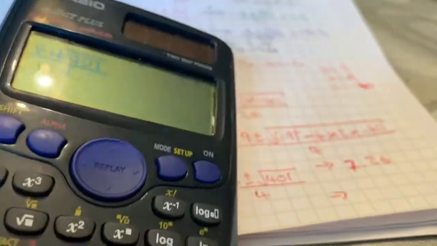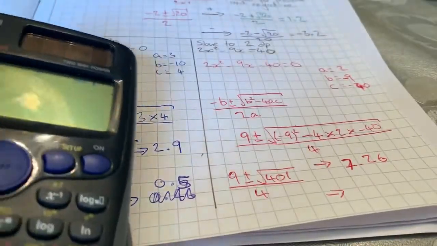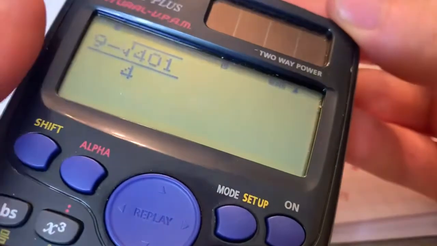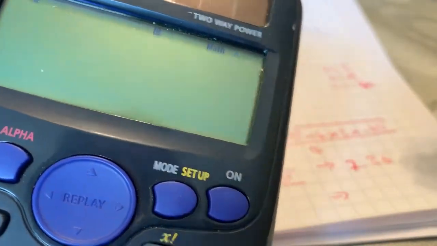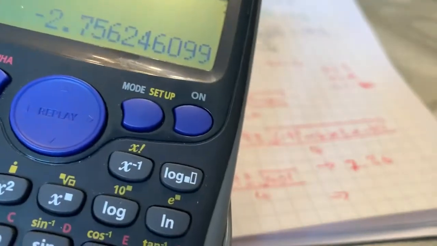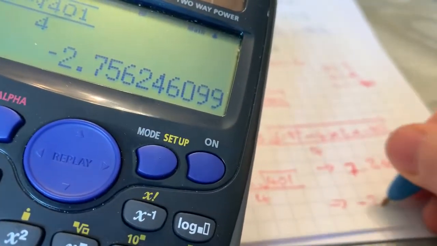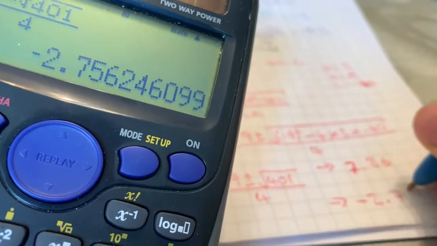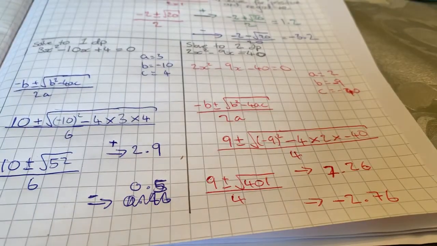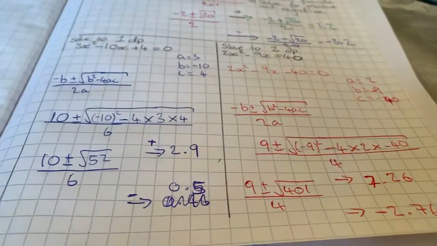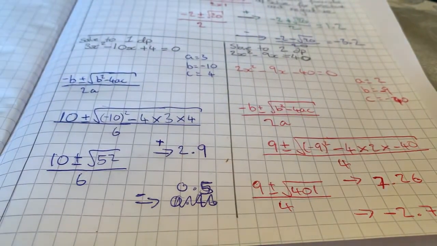And then the minus, let's see if I can say this right the first time. So 9 minus square root 401 over 4. And that becomes minus 2.76 to 2 decimal places. Okay, and that there is using the quadratic formula to solve quadratic equations.